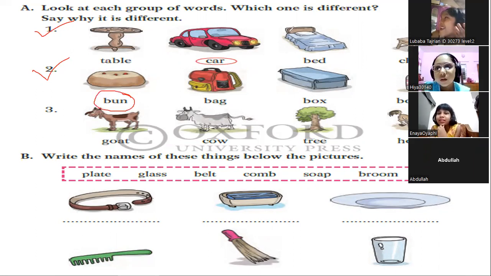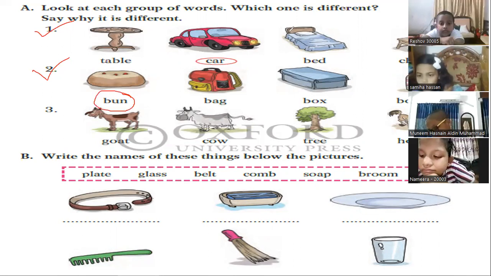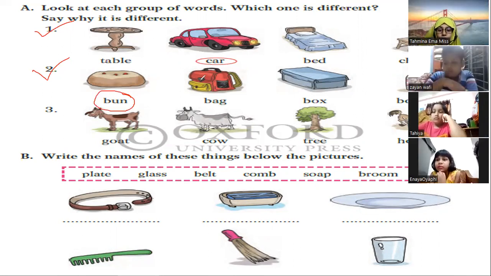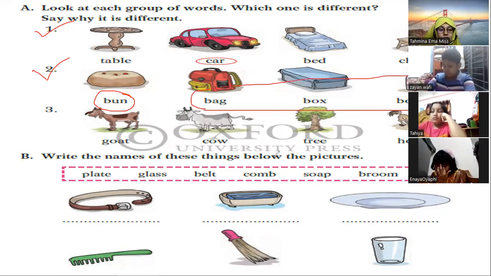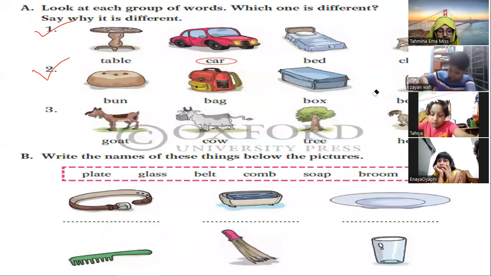Because we can eat bun, but if it is bag, box, or bottle, we can't eat these. The three of them are things, which means they are objects, and only the bun is a food. Bun is the only one that is different because bun is a food. The others are things. Very good, Zion. Very good with the explanation.